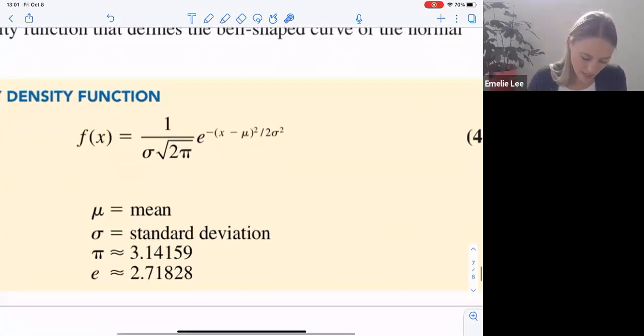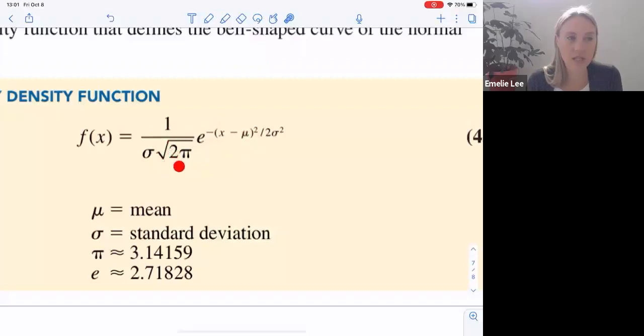Now, let's see here. So f of x, this is not something I'm expecting you to use, but you should be able to read it, right? 1 over sigma, which is the standard deviation, times the root of 2 pi. Pi is just an irrational constant, but still, you should have a pi button. And then e, another irrational constant, to the negative x minus mu squared divided by 2 sigma squared. Ugh, right?